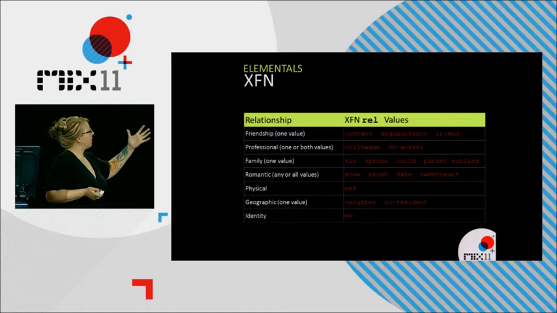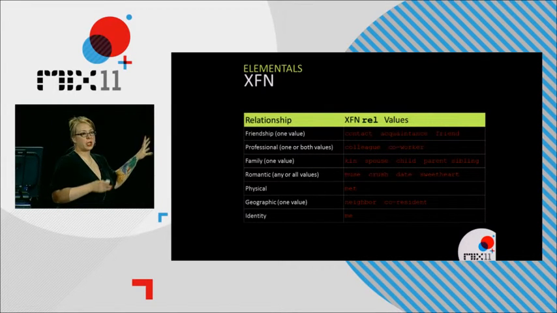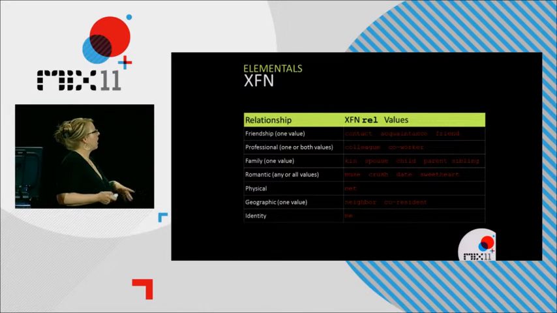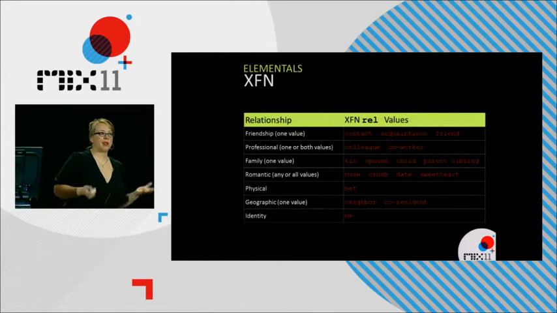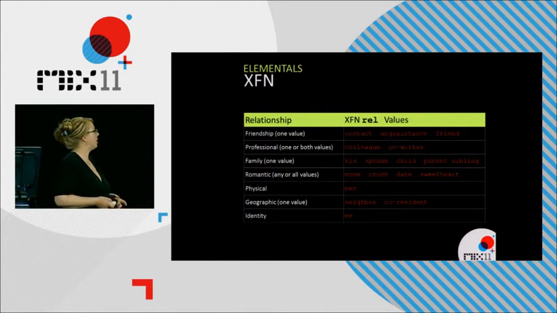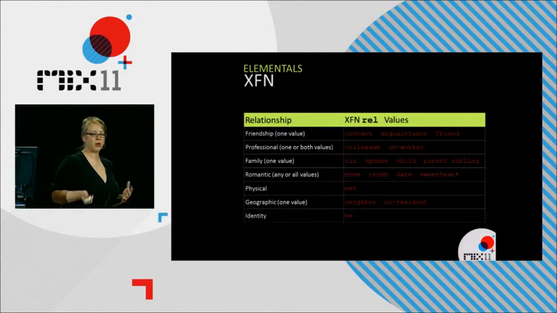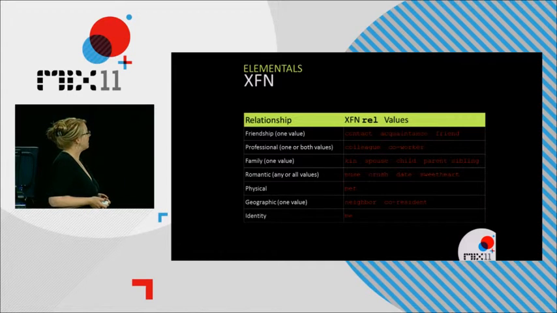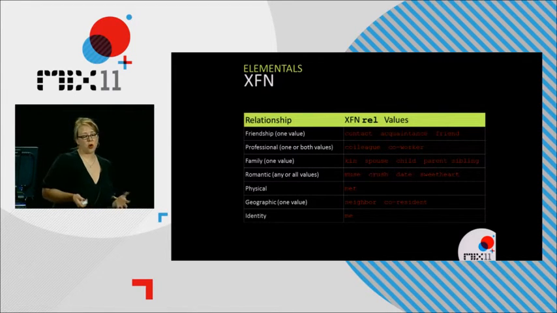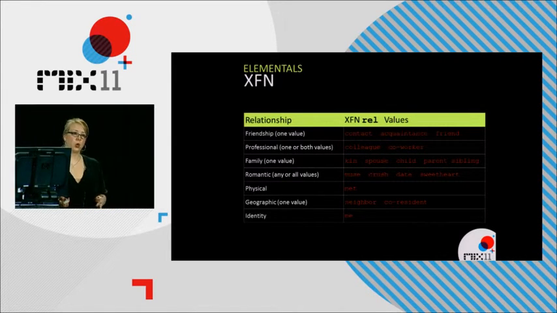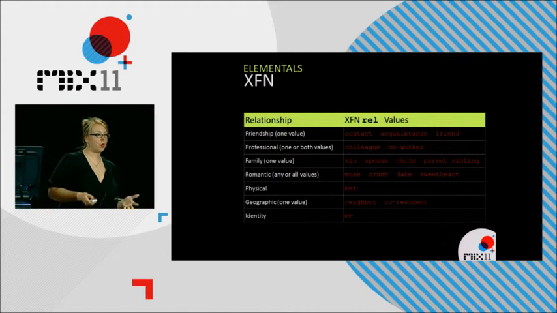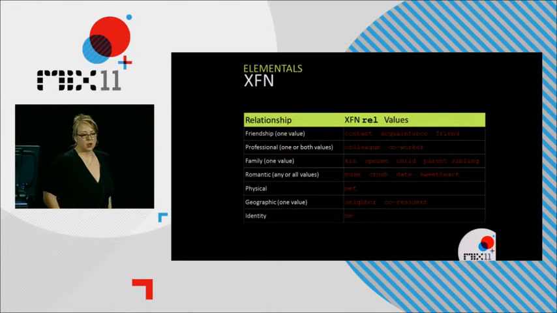We have friendship values. You choose from one of the three, and they're listed in order of increasing intimacy. Contact would really be maybe someone that you know on Twitter, and that's about it. Acquaintance would be someone that you've met and you maybe know casually, and then a friend would be someone you know pretty well, pretty intimately. Professional, you can have one or both values. You have colleague or coworker. Coworker is someone you actively work with in a job, whereas a colleague might be someone you just happen to be in the same field as, like we're all colleagues.